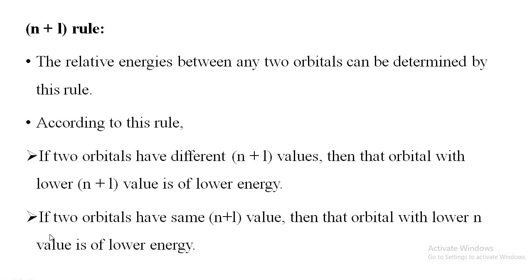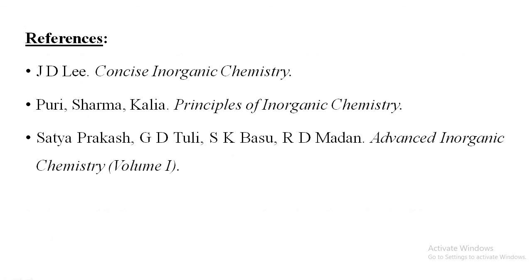Similarly, if two orbitals have same n plus l value, then that orbital with lower n value is of lower energy. For example, 3d orbital has n plus l value 5 and 4p orbital has n plus l value 5, but n value of 3d is less than 4p and hence 3d orbital fills before 4p. Thank you.